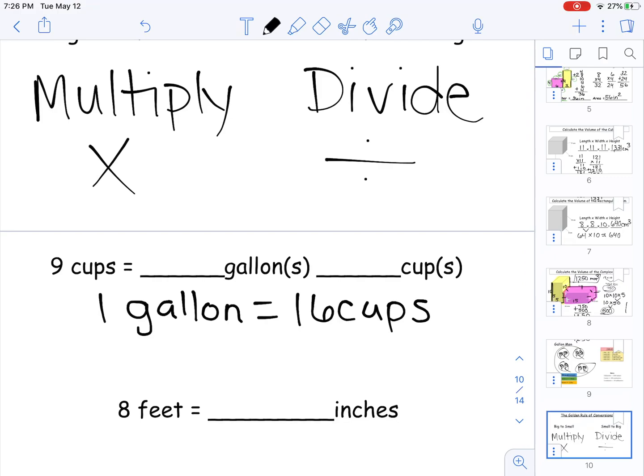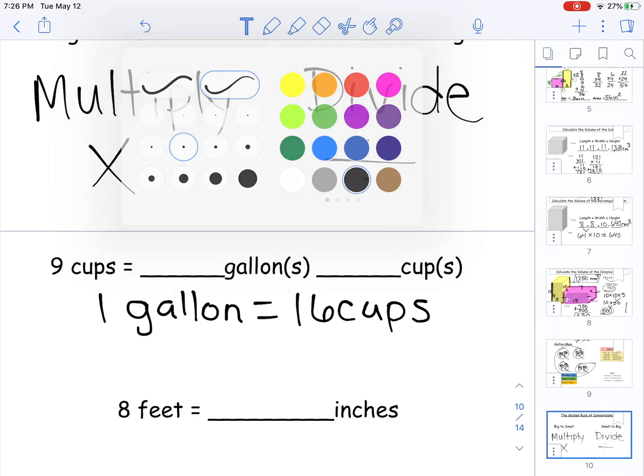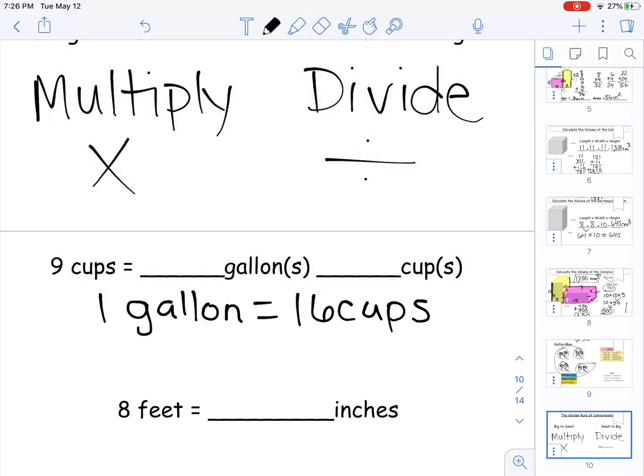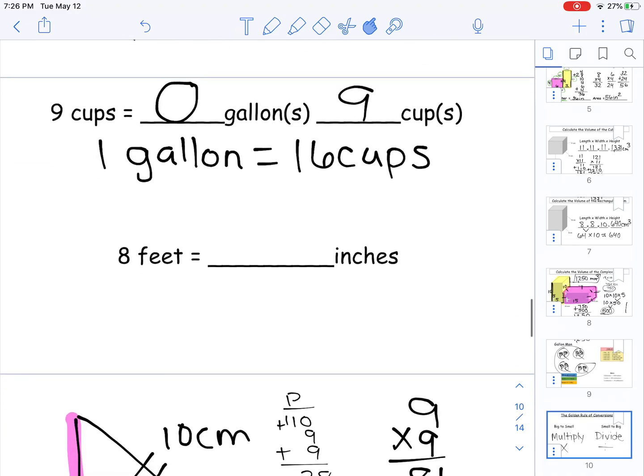Now, if I look at this problem, I notice there are 9 cups. Is that even enough for 1 gallon? If I need 16? Correct answer is no. Mrs. Clary's trying to trick you. You know how I can be sometimes during math. So the answer to this one is actually no, I can't get a gallon, and I still have 9 cups. So be careful when you're doing conversions. Really think about them, boys.